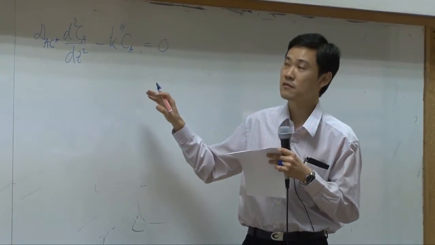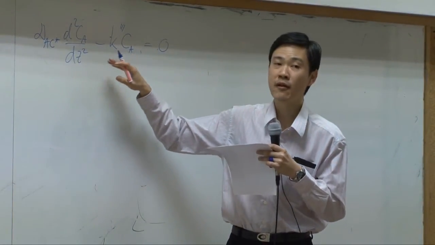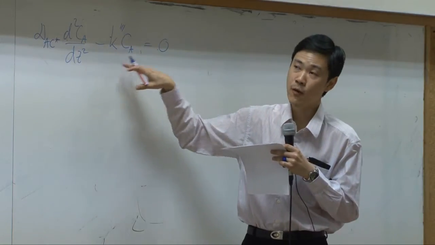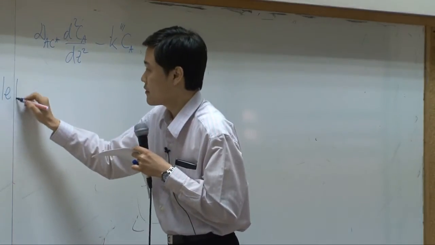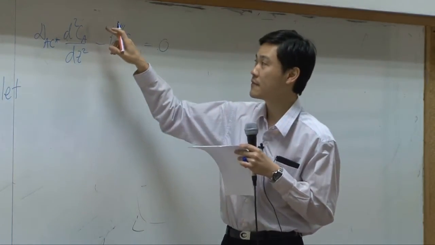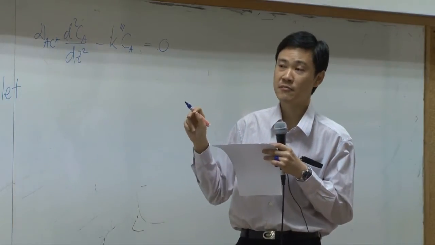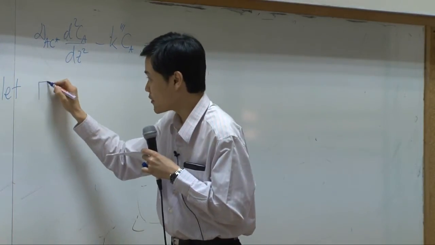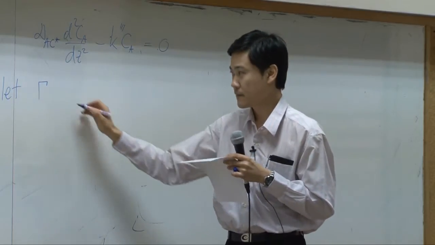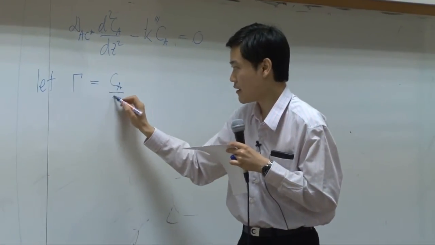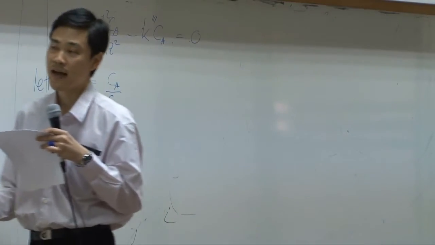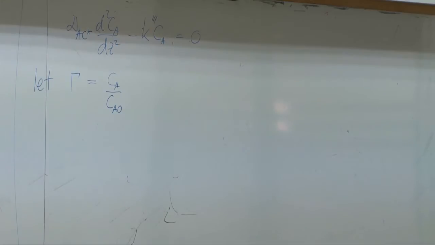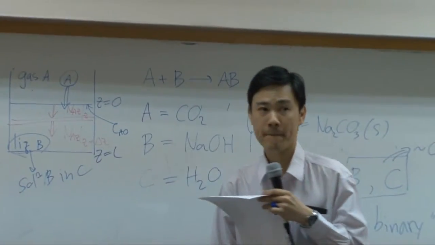In the textbook, they'll try to change this equation into dimensionless form. So you have concentration, which has units. They will convert them into gamma. By definition, gamma is Ca over Ca0. Ca0 here is the concentration of A on the surface.